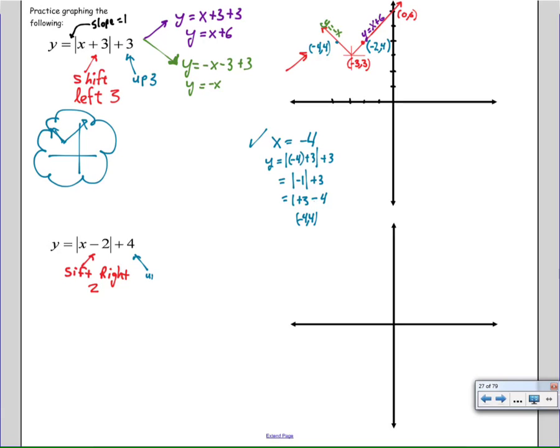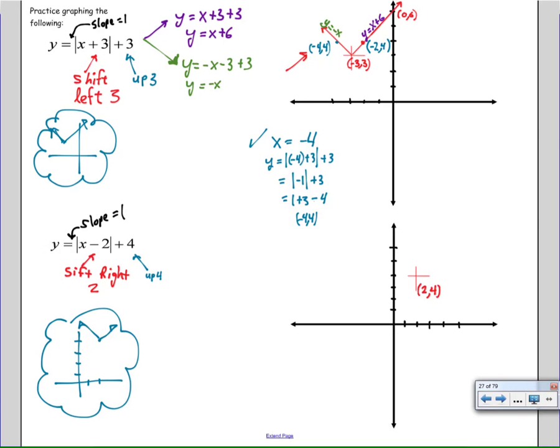Quickly now for the rest, we're going to do the analysis. So I'm imagining an absolute value graph that's shifted to the right 2, because it has to go back home, and then it's shifted up 4 and has a slope of 1 or -1. In other words, I'm going to get an absolute value graph that looks something like this. It'll be in the first quadrant.